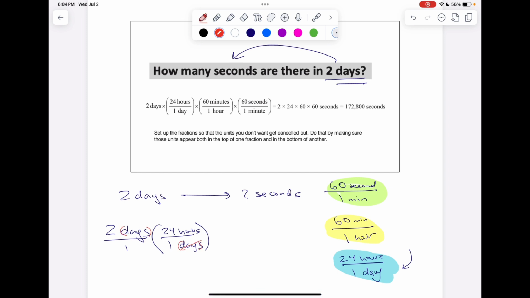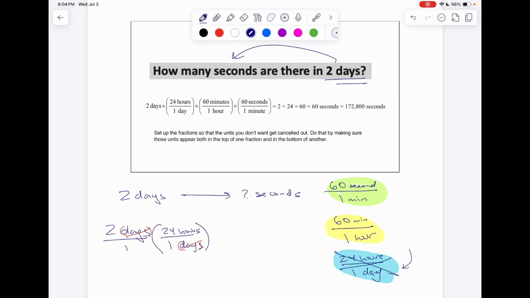They're going to cancel each other out, and I'm left with how many hours there are in 2 days. And again, this might make intuitive sense. Every day you have 24 hours, so 2 times 24 makes sense as the number of hours in 2 days. So now I'm left with hours, but I didn't want to be left with hours. I wanted to be left with seconds.